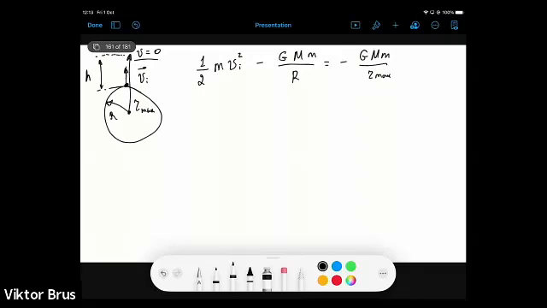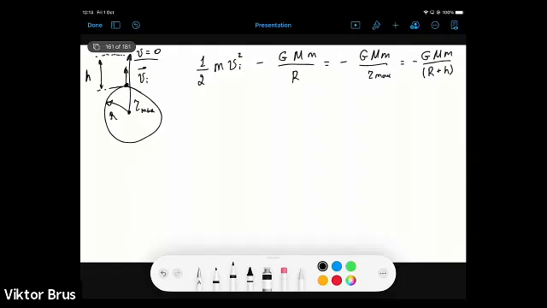So we can write this in a bit different form also. It will be minus G times mass of the planet times mass of the projectile divided by the sum of the radius of the planet plus this height the projectile moved with respect to the surface of the planet. So now we have this equation.